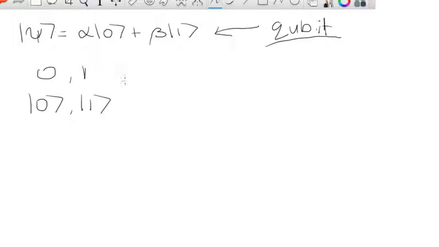But you see the difference now is that we have a superposition of both of them. Now superposition just simply means an addition of a certain amount of things. In this case we have two things. So we can have both of them at the same time.